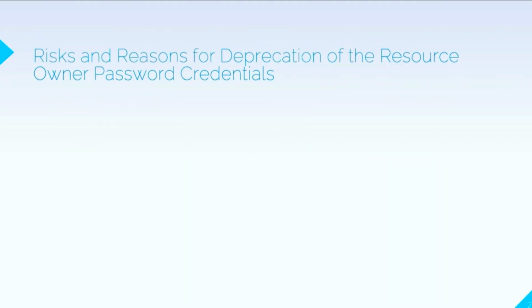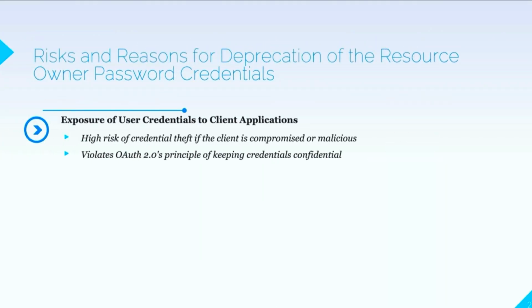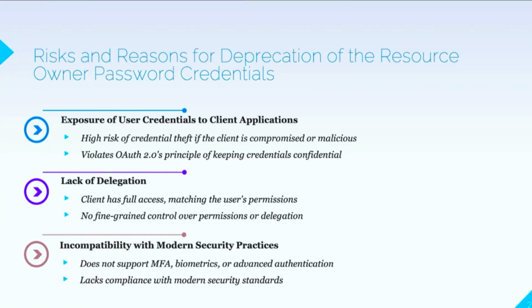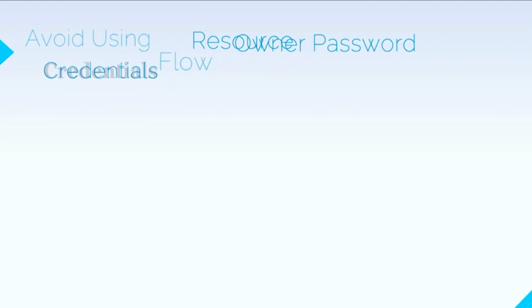Here are some risks associated with this flow and the reasons for its deprecation. First, it exposes user credentials to client applications, increasing the risk of theft if the client is compromised. It also violates the OAuth 2 principle of keeping credentials confidential. Additionally, there is no delegation, meaning the client gets full access, matching the user's permissions. Finally, this flow doesn't support modern security practices, like multi-factor authentication or advanced authentication, leading to non-compliance with current standards.